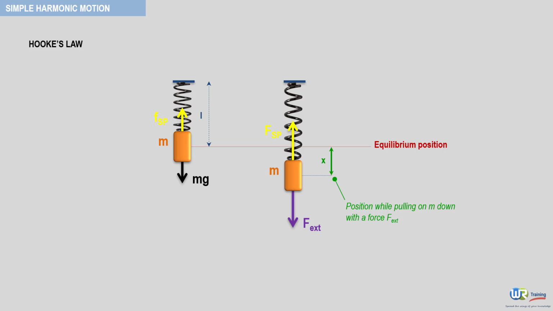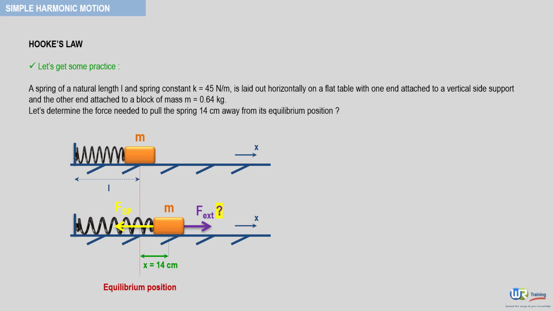To better illustrate this new concept, let's see a concrete example. In this example, a spring of a natural length L and spring constant k equal to 45 newtons per meter is laid out horizontally on a flat table with one end attached to a vertical side support and the other end attached to a block of mass m equal to 0.64 kg. Let's determine the force needed to pull the spring 14 cm away from its equilibrium position.